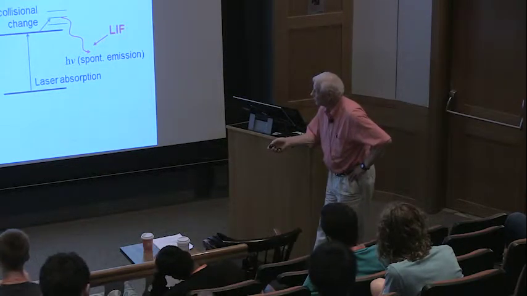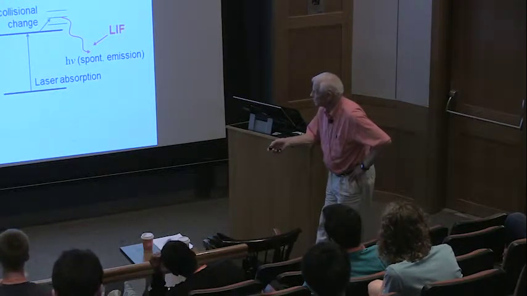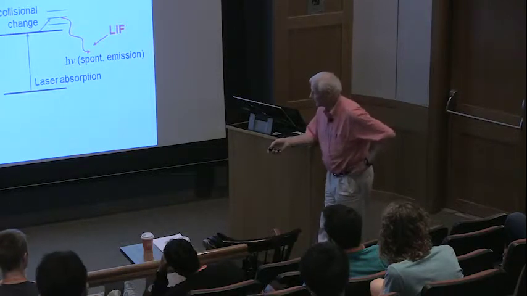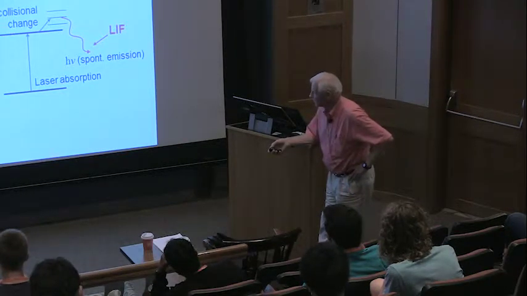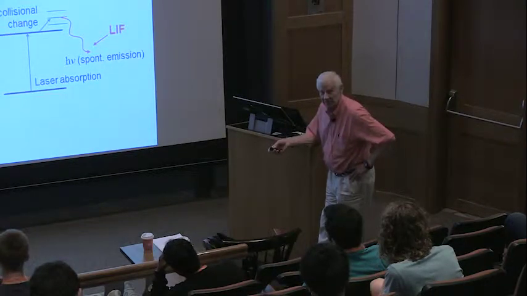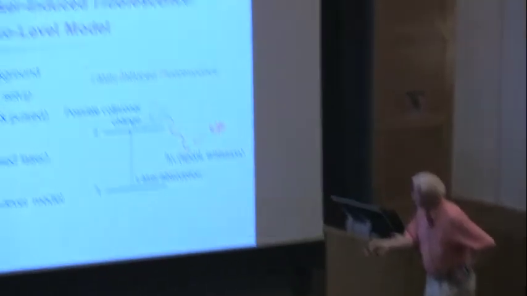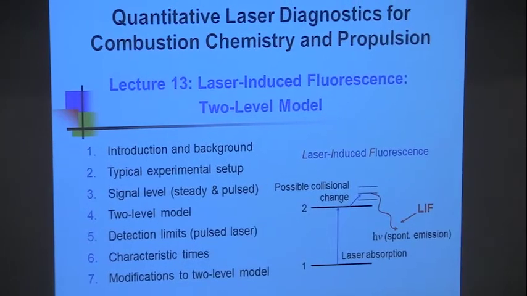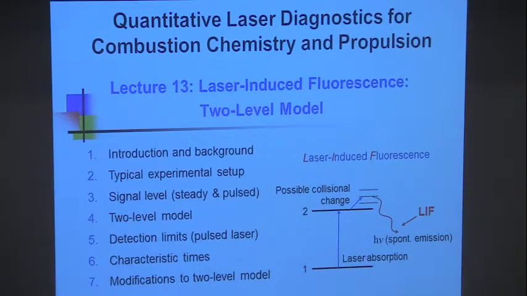So I'm going to lead you through some of the history, typical experimental setup, two situations, whether steady state illumination or pulsed, and the simple model that we usually use to describe this process called the two-level model. And then we'll look at the detection limits that are achievable, and you'll see that you can detect really a small amount of an absorber. And then we'll look at something called characteristic times, which will help us understand how to think about this process when we're applying it.